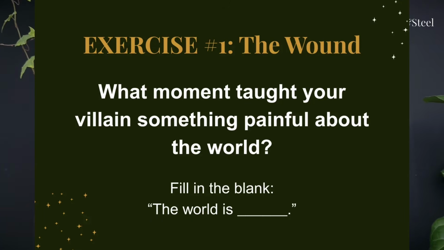So he grows up unwanted. He's sent to a muggle orphanage where he's clearly different from the other kids. So he learns attachment hurts, vulnerability is dangerous. And that belief becomes the seed. If you want a little take-home exercise, so to speak, write down the moment that taught your villain people aren't safe, love is weakness, power is survival, and the world is unfair.